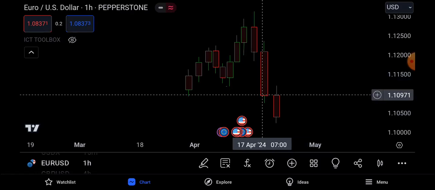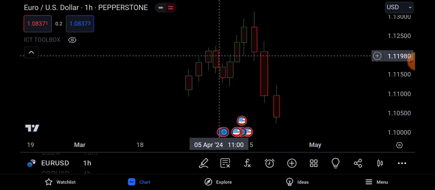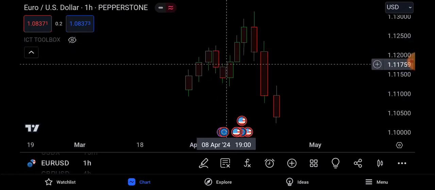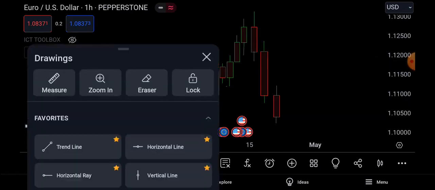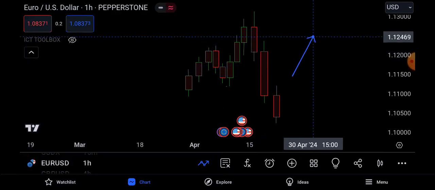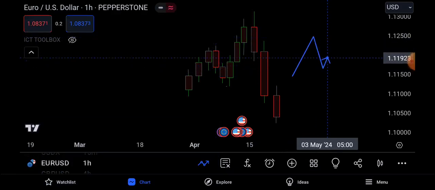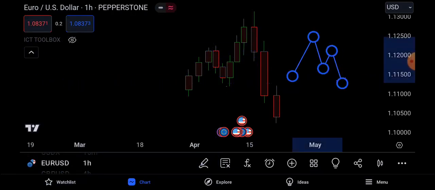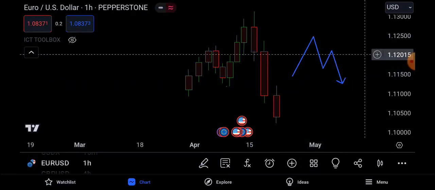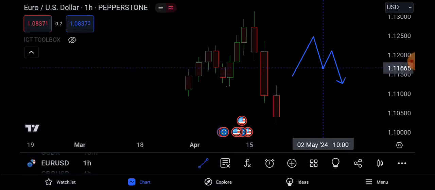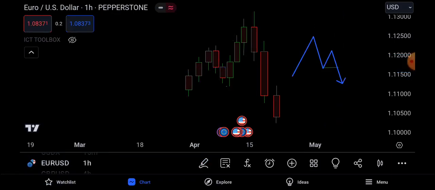I would prefer my market structure shifts to look something like this. They don't always look like this. Sometimes we could get something like this. We could get a high being formed, then we have a low, then we have a lower high just being formed. So the break of this area here is what we would be considering our market structure shift right here. That break is what we would be considering our market structure shift.